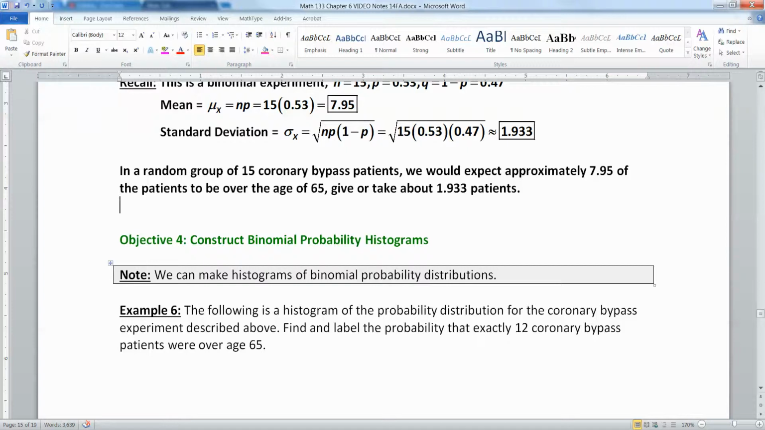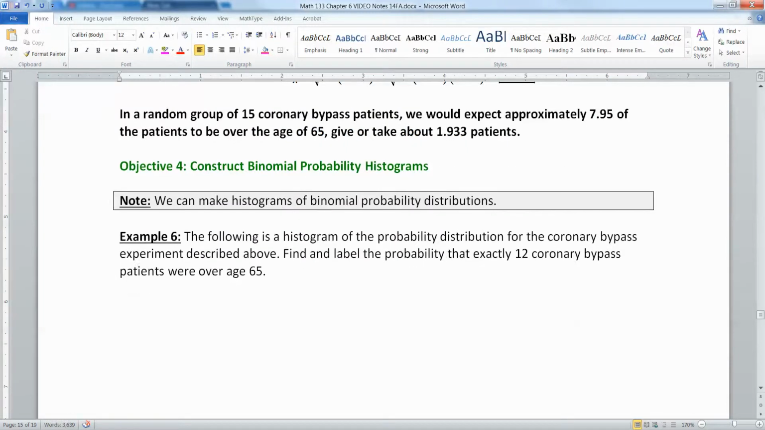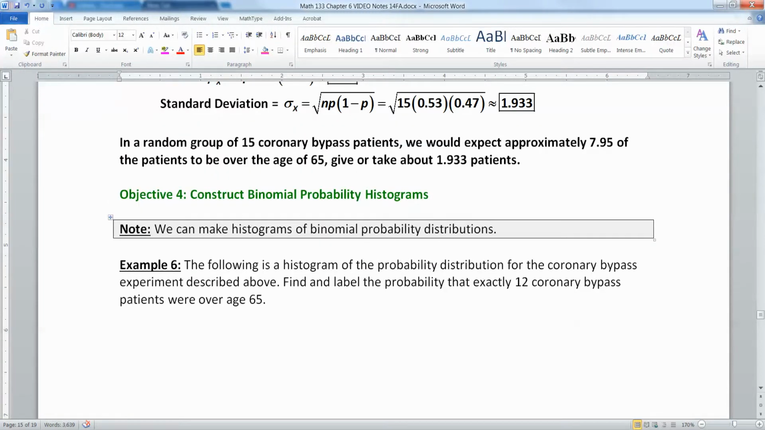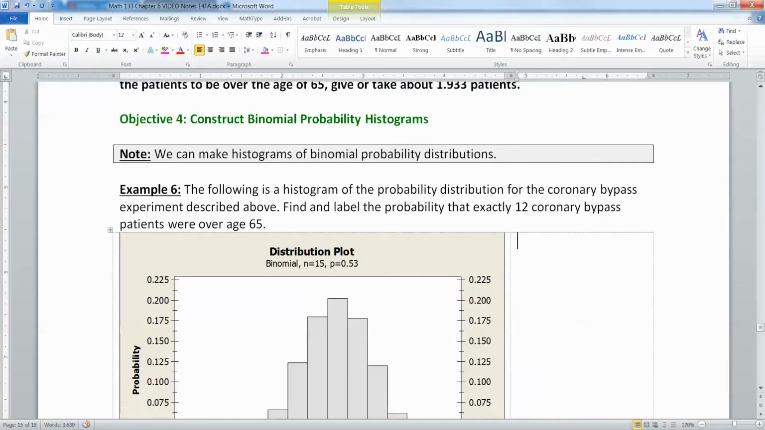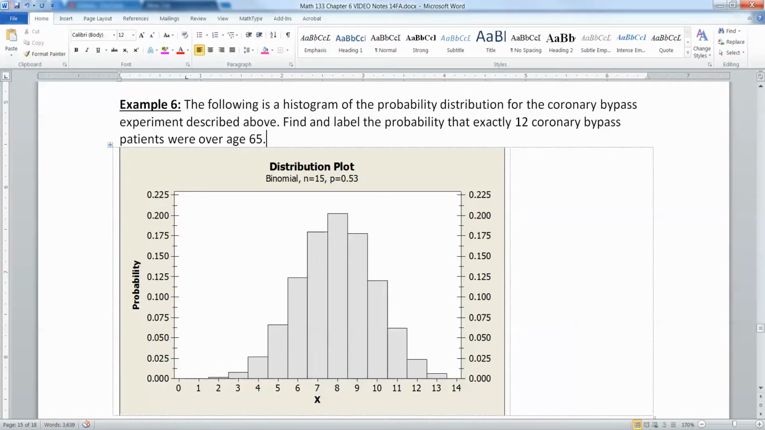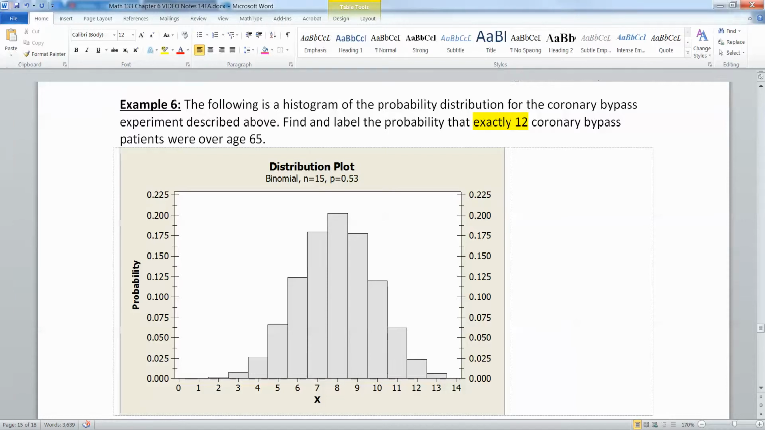All right, now what about a binomial probability histogram? We can make histograms of those binomial probability distributions. So this is a histogram of our coronary bypass patients. You can see right here is the probability of 9 that you found earlier in an earlier problem. And this time we want the probability that exactly 12 of them are over the age of 65. Remember, exactly, that's a binomial PDF. So what you're looking for here is the probability of x is equal to 12.